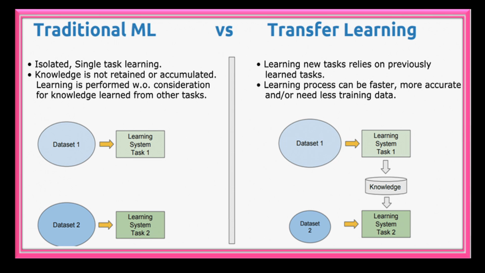For example, a pre-trained LLM can be fine-tuned on a smaller data set of news articles to perform a sentiment analysis task, that is positive, negative, or neutral. So the model has already learned general language patterns during pre-training. Fine-tuning on a small data set allows it to adapt to the specific task of sentiment analysis.